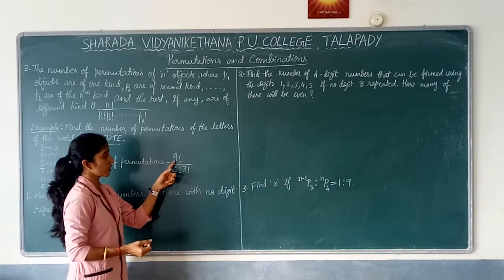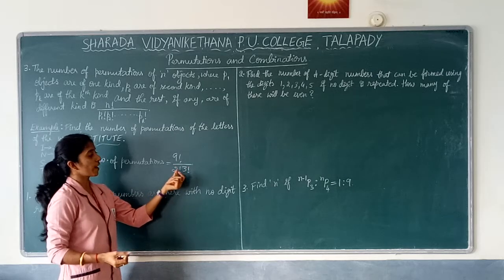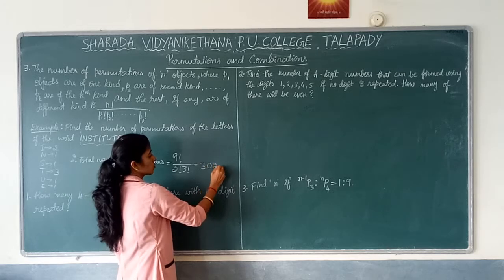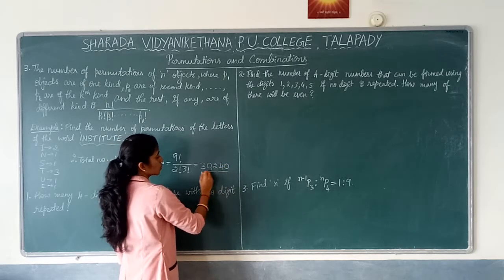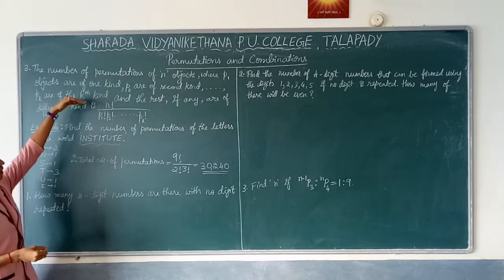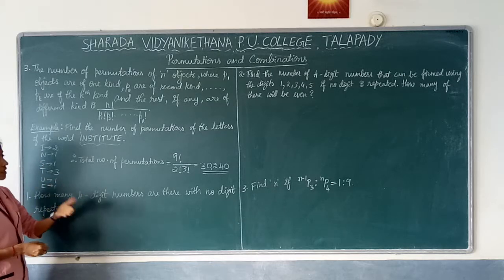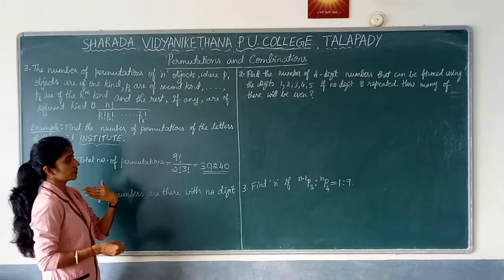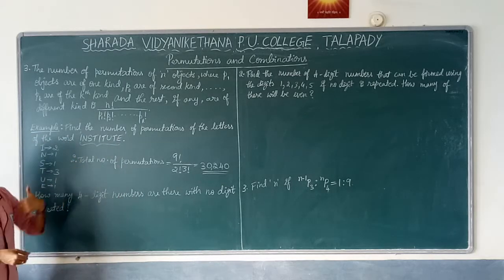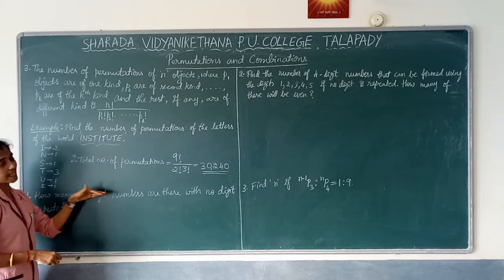Now how to simplify this? Find 9 factorial, and whatever value you get, divide that by 2 factorial into 3 factorial. You get the answer as 30,240. That is the required number of permutations. We use this method because some kinds of letters or objects are repeated. In that case only we can use this type of permutation. Okay, this is about different kinds of permutations.